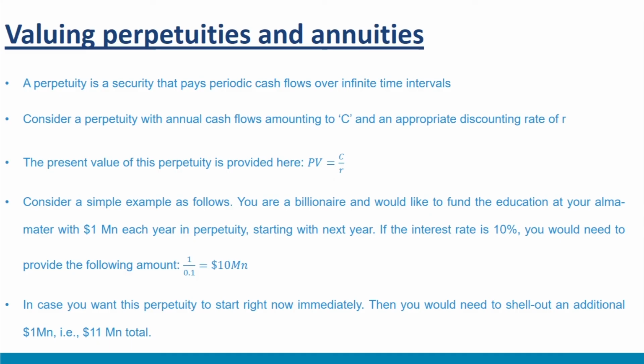Consider a simple example as follows. You are a billionaire and you would like to fund the education at your alma mater with $1 million each year in perpetuity, starting with the next year. If the interest rate is 10%, you would need to provide the following amount: 1 upon 0.1 equals $10 million. In case you want this perpetuity to start right now, immediately, then you would need to shell out an additional $1 million. That is $11 million total.